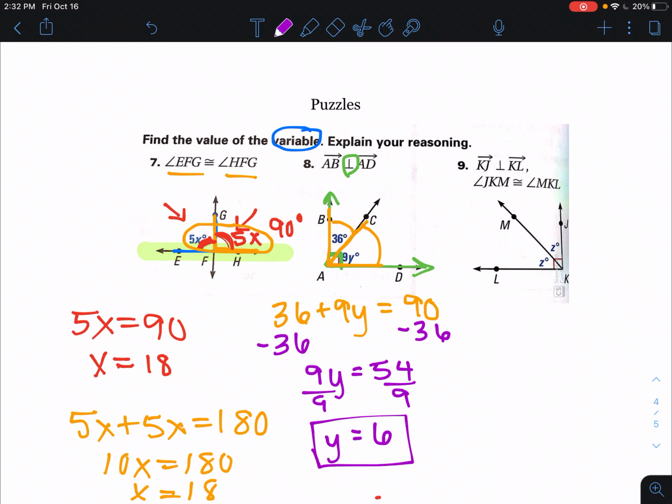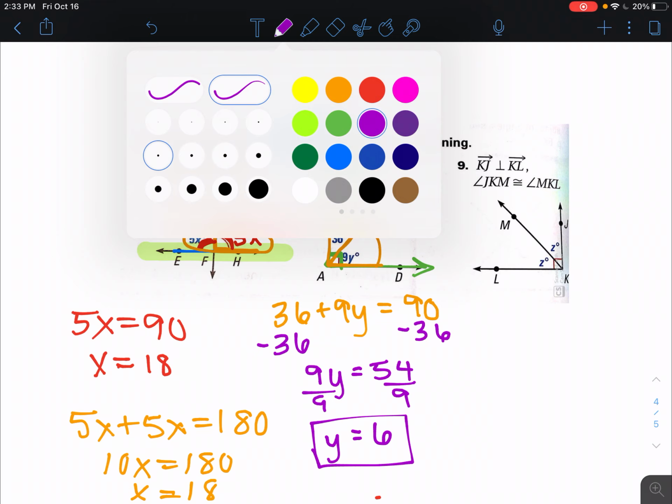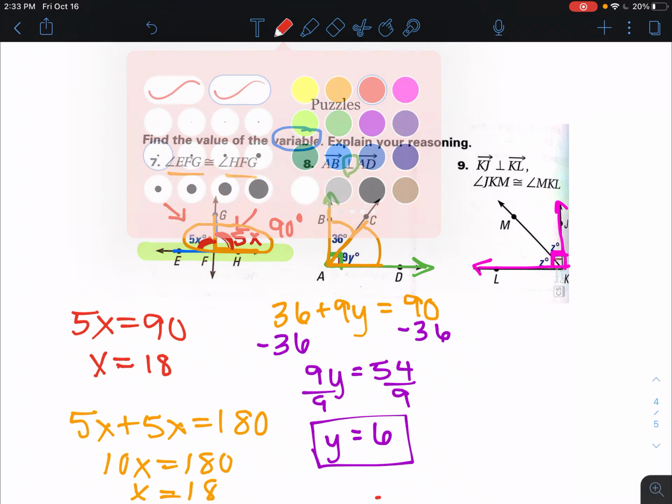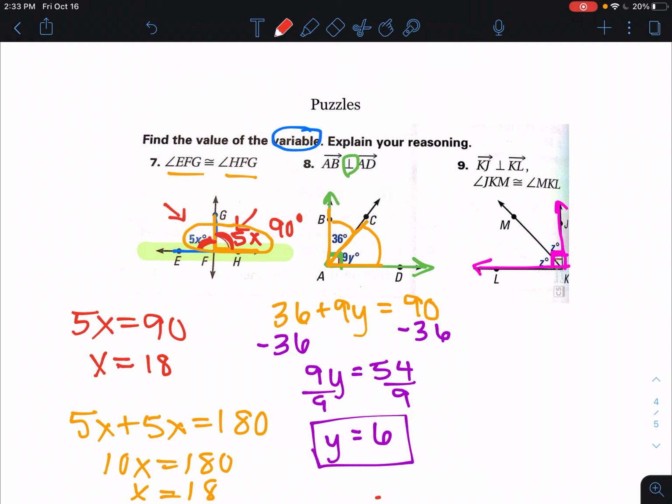All right, finally, number 9. It tells us that ray KJ and ray KL are perpendicular. Means they meet at a 90-degree angle. And that angle JKM, which is this one, is equal to angle MKL. They're congruent, so they have equal measures. So they even labeled both measures as z. They're going to call them both z because they're the same thing, and we can solve for z.